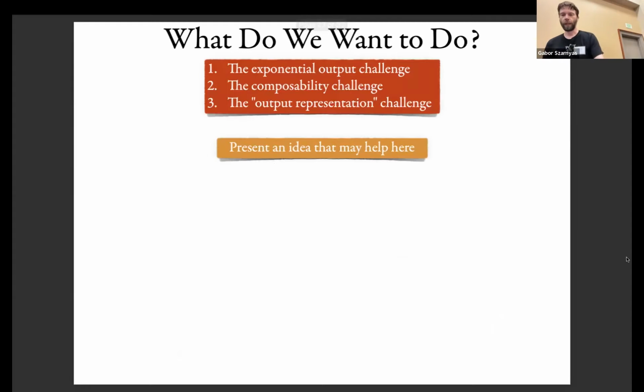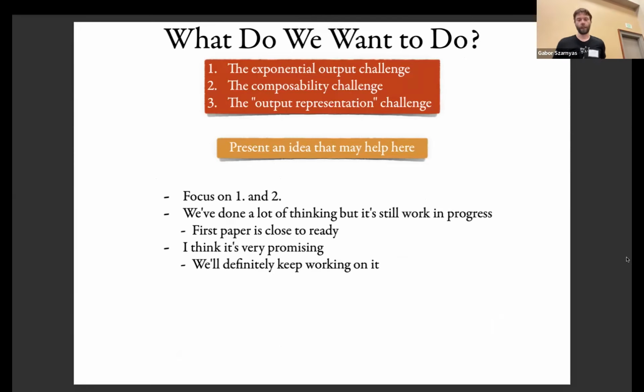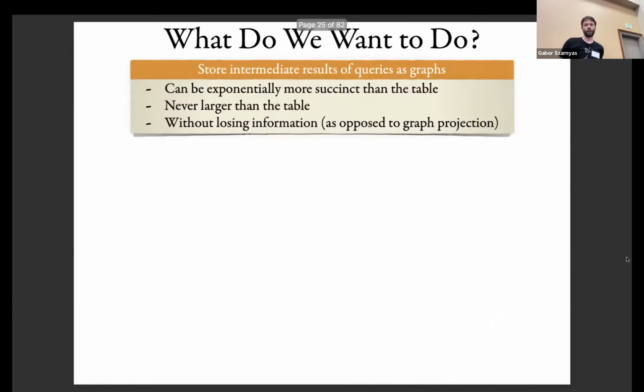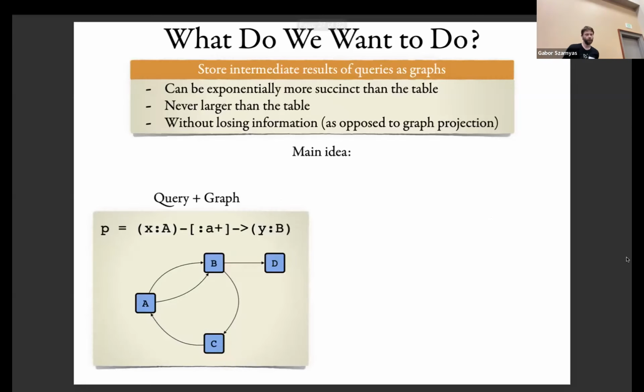Well, we want to present an idea that may help here. Our focus is really on, suppose that you want to represent a set or a multi-set of paths. How can you do this much more succinctly than this table, which essentially just lists one path after another, okay? Our representation can never be larger than the table, and it is lossless as opposed to graph projection.